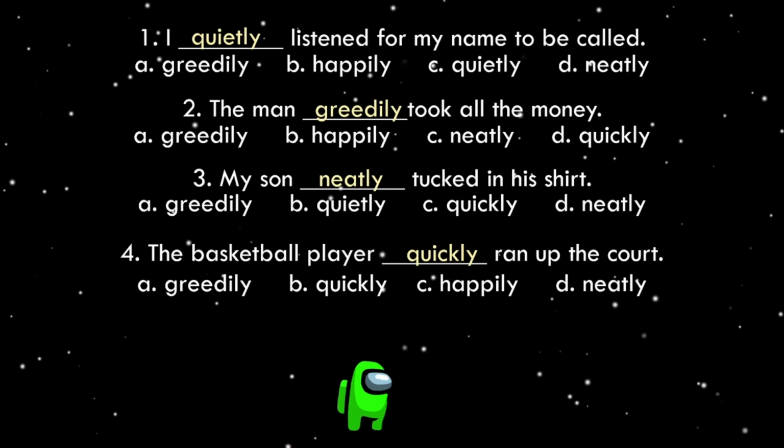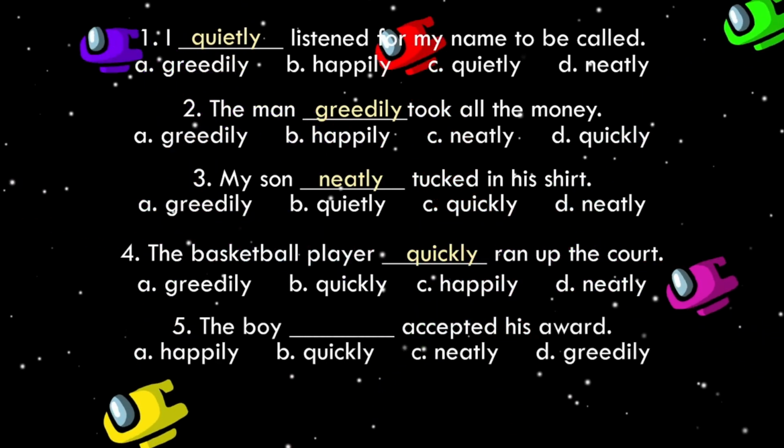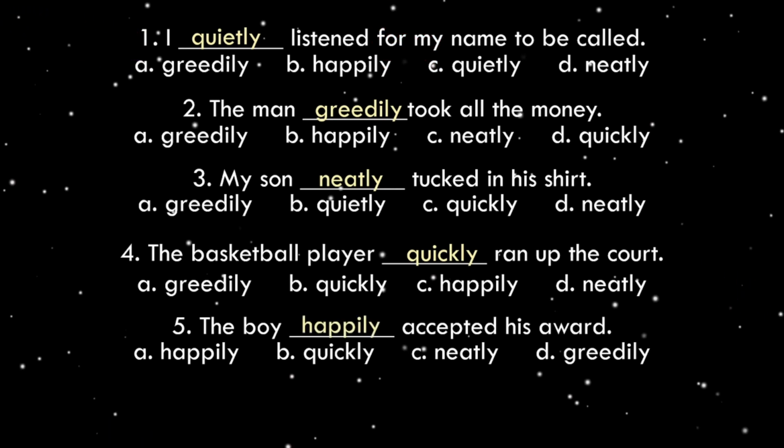Number 5. The boy blank accepted his award. What do you think is the correct answer for that? Is it letter A, happily, B, quickly, C, neatly, or D, greedily? Good job! The correct answer for that is letter A, happily. The boy happily accepted his award.